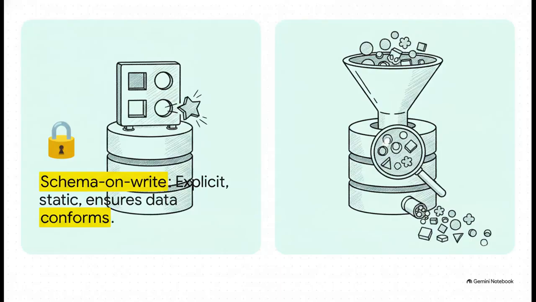Now, while the structures definitely rhyme with history, there are some modern philosophical differences, especially around schemas. Relational databases use schema on write. That's an explicit schema, where the database absolutely guarantees that all written data conforms before it's saved. Document databases are often pitched as schema-less, but a way more accurate term is schema on read. The structure is implicit. The data is only really interpreted by your application at the exact moment it's read.